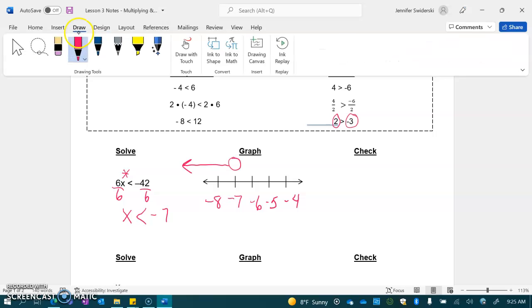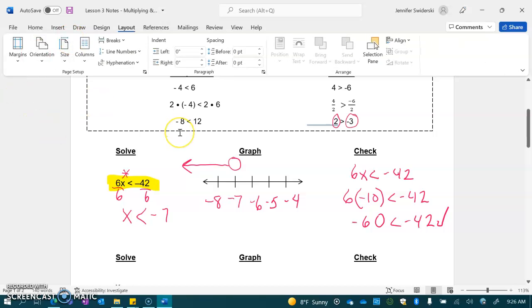To check, we learned yesterday, I'm going to go back to this original inequality and write it down. So I had 6x is less than -42. They want you to find a number less than -7, so I'm going to say -10 to plug into the inequality. So I get 6 times -10 is less than -42. I'll get -60 is less than -42. Is that true? Yes, so I know my inequality is correct.